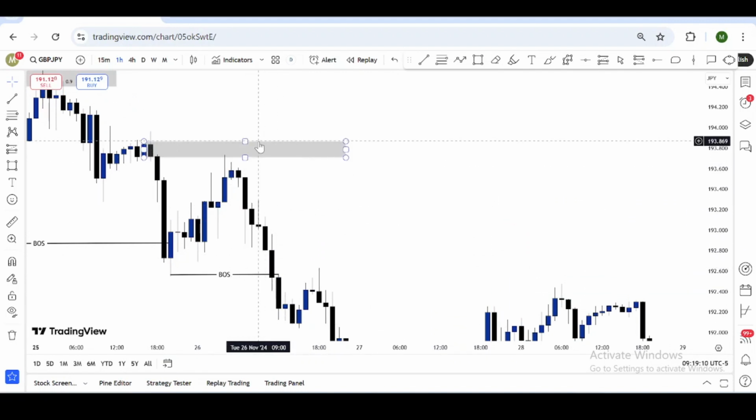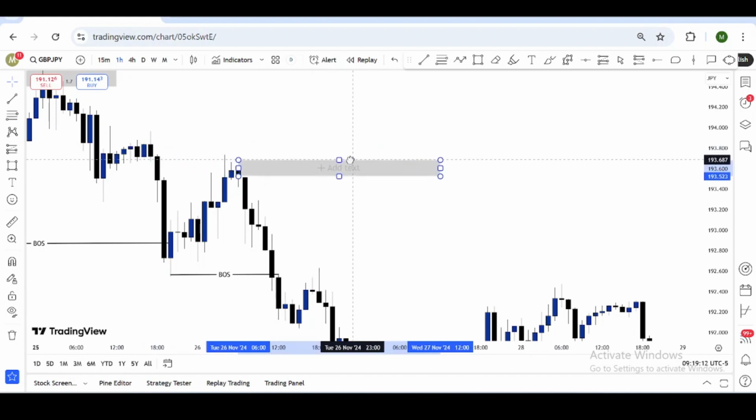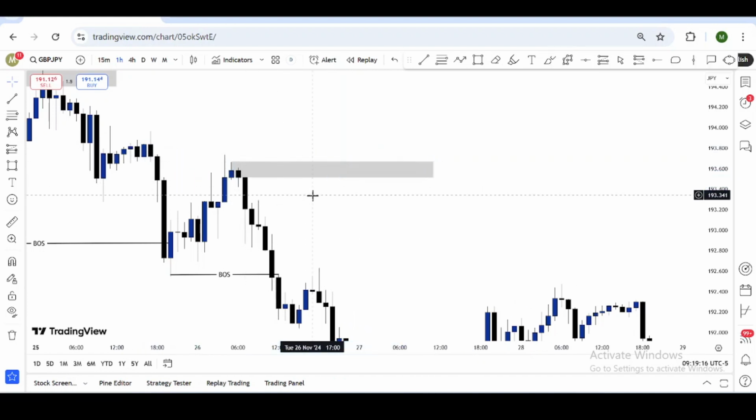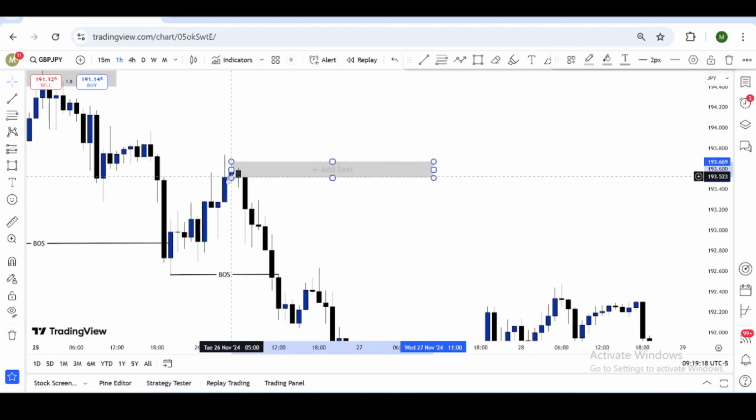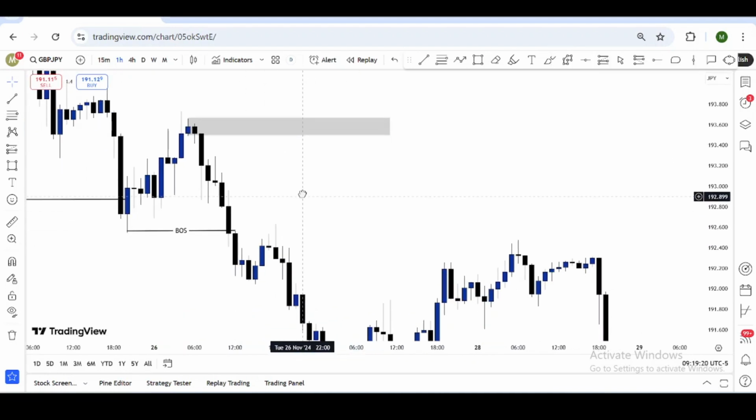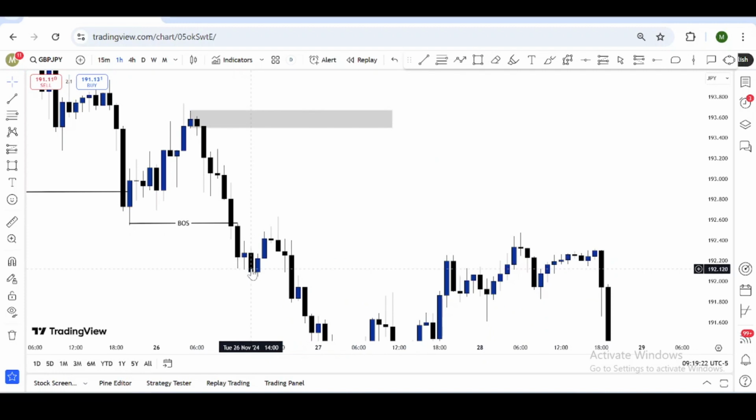I'm going to bring this here. This is the origin that causes the break of structure, and here we have an order block, right? So we want to see price coming back to this, and this origin holding price and taking it back to the downside. Okay, so we have this bearish order block here, but price did not get to this order block.